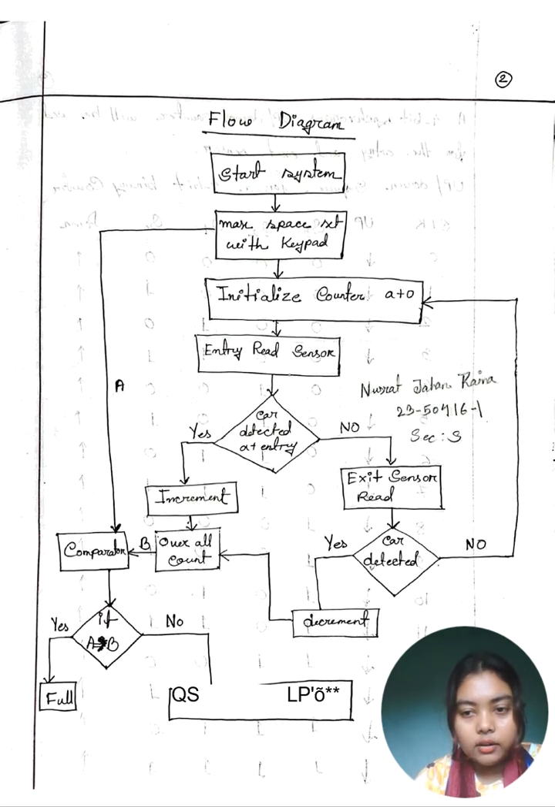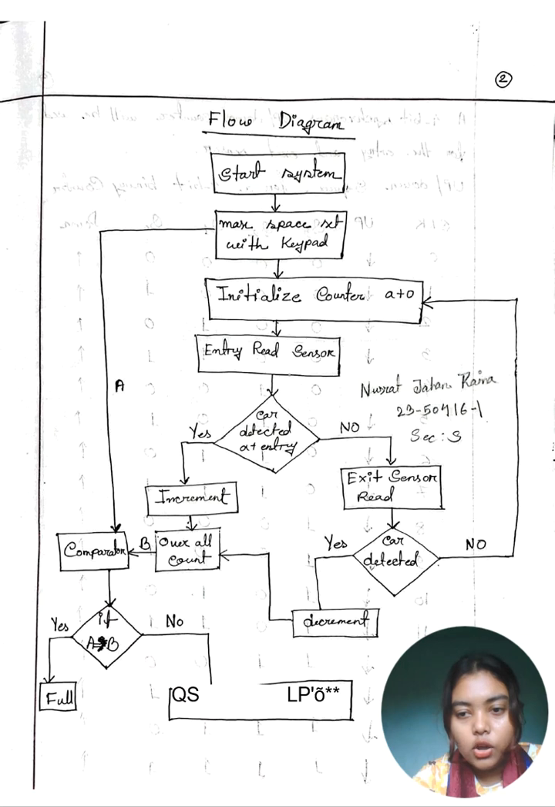The flow then proceeds to a compare box, comparing the overall count A with the maximum limit B. If A is equal to or greater than B, the system displays full. If A is less than B, the system displays space available. After displaying the status, the flow returns to monitoring the sensors.